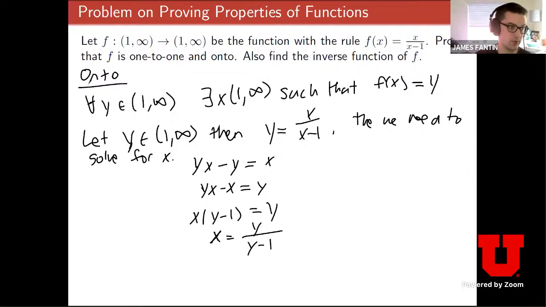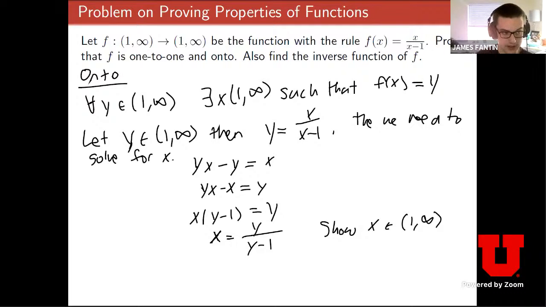But we need to do something more. So we found the element that we think maps to this, but we need to show that this element x is actually in the domain. So it's actually in the range from 1 to infinity. So let's think about why this is in this interval.